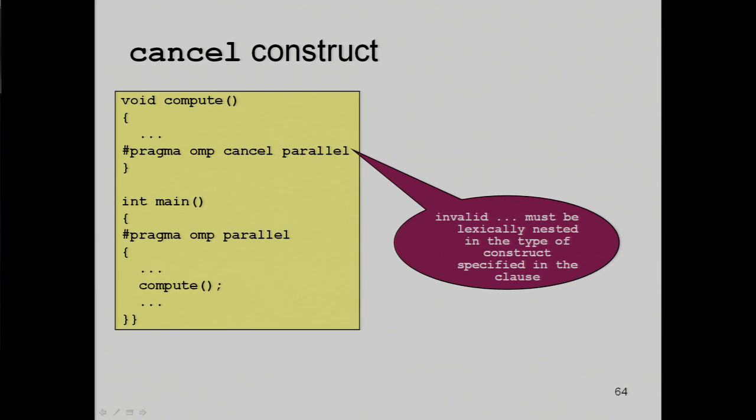Another example is that if the cancel parallel is out of scope, that means it's being called in a function, and this is not allowed. This is invalid. Okay. So that means if you want to cancel this parallel, you have to insert the cancel parallel in the lexical context of this parallel construct. This is a very strict restriction in a sense, but it helps the runtime to do the check in all these out of scope situations.